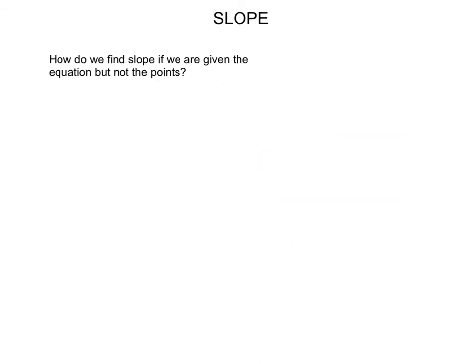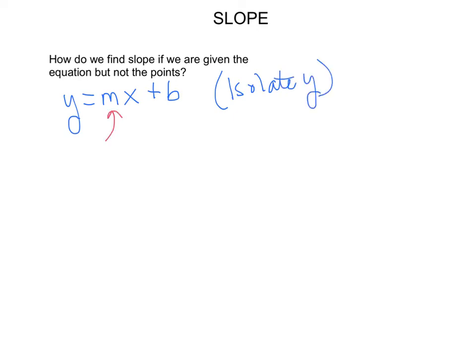So the next question we need to ask is, how do we find the slope of a line if we're given the equation of that line but not the actual points? And the answer is very simple. All we need to do is put the line in y equals mx plus b form. So if we isolate y, meaning get y by itself, and we put it as y equals mx plus b, we have our slope right there. So let's take a look at an example.